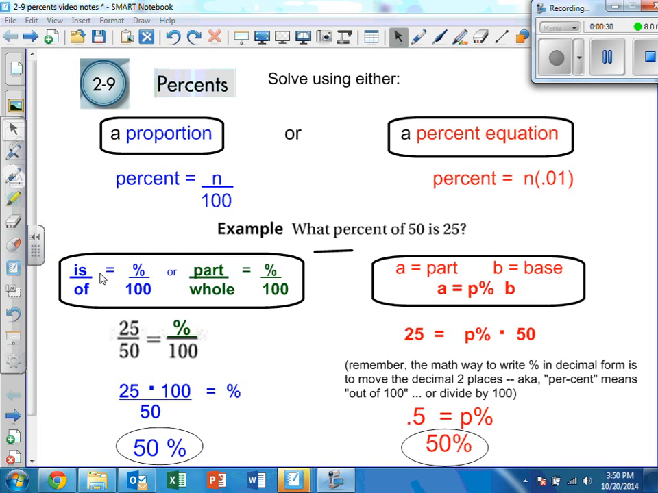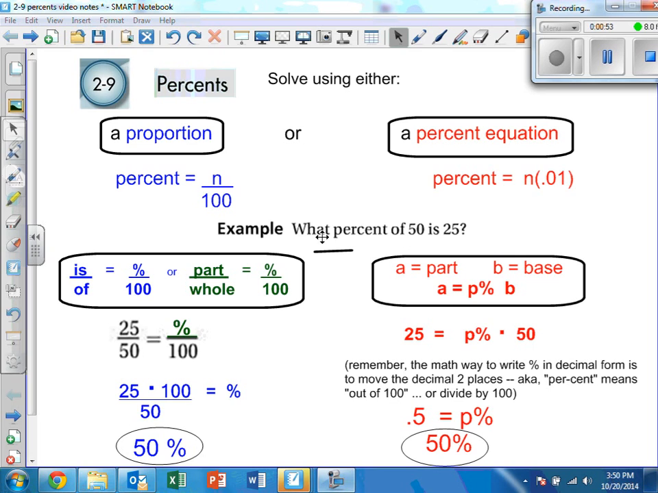Remember, a proportion is just two fractions with an equal sign in the middle, and you solve it by cross multiplying and then eventually dividing. The percent equation, the important thing to remember about that is that when we write a percent in decimal form, we have to move the decimal two places, and I'll show you how that works in a minute.